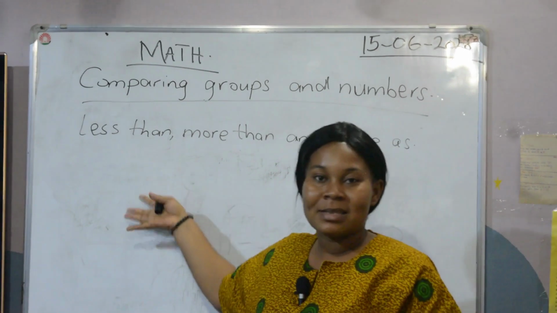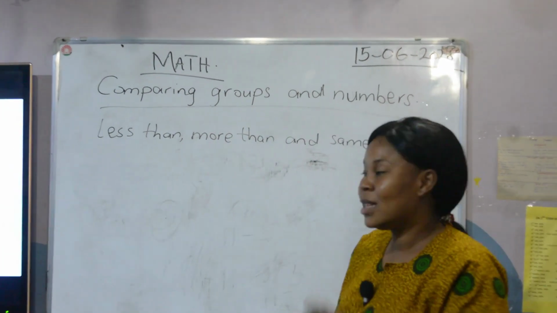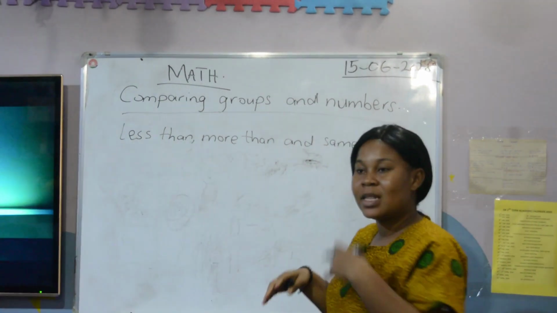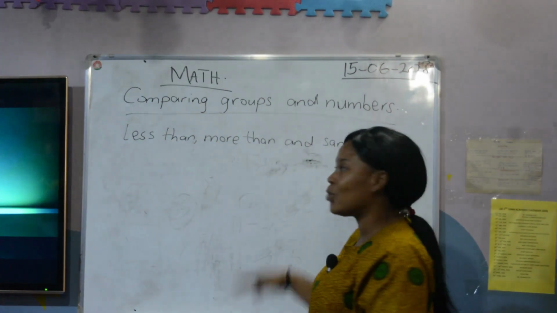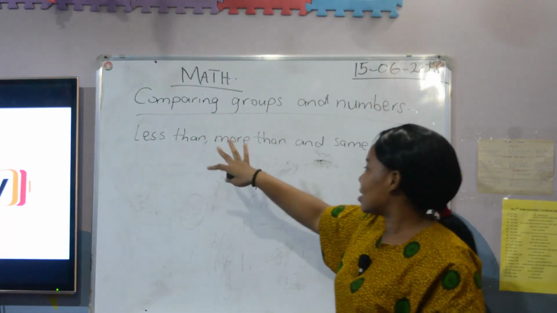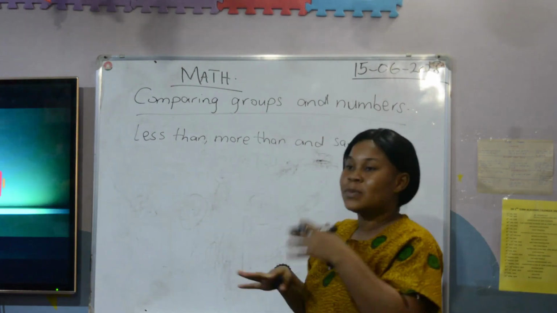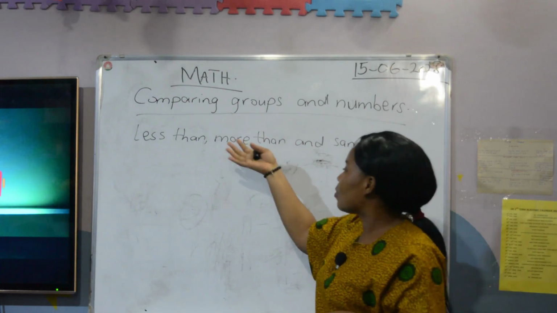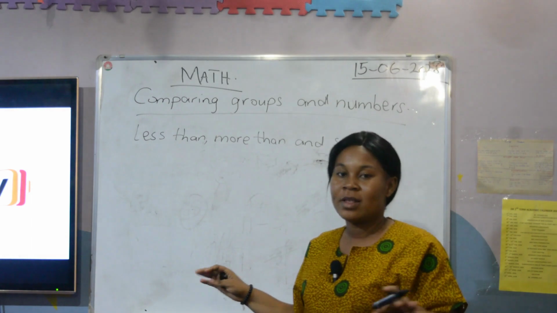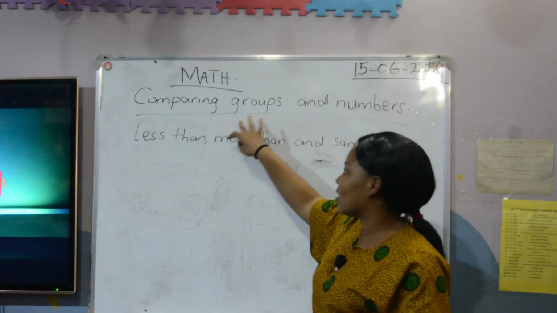When we say less than, it means the thing is small. Less than, it means when you have two numbers and you are comparing them, the one that is smaller, that is where you write less than. And when we say more than, the one that is plenty, that is where you write more than. And we have same as. Same as means they are equal. So let me give you examples by starting with the groups.